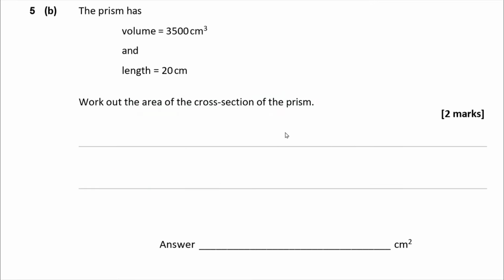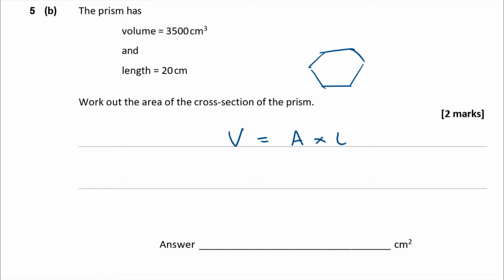Part B says the prism has a volume of 3,500 cubic centimeters and a length of 20. Work out the area of the cross section of the prism. Well, any prism, hexagonal ones or otherwise, the volume of them is going to be the cross sectional area times the length between the front and the back face.